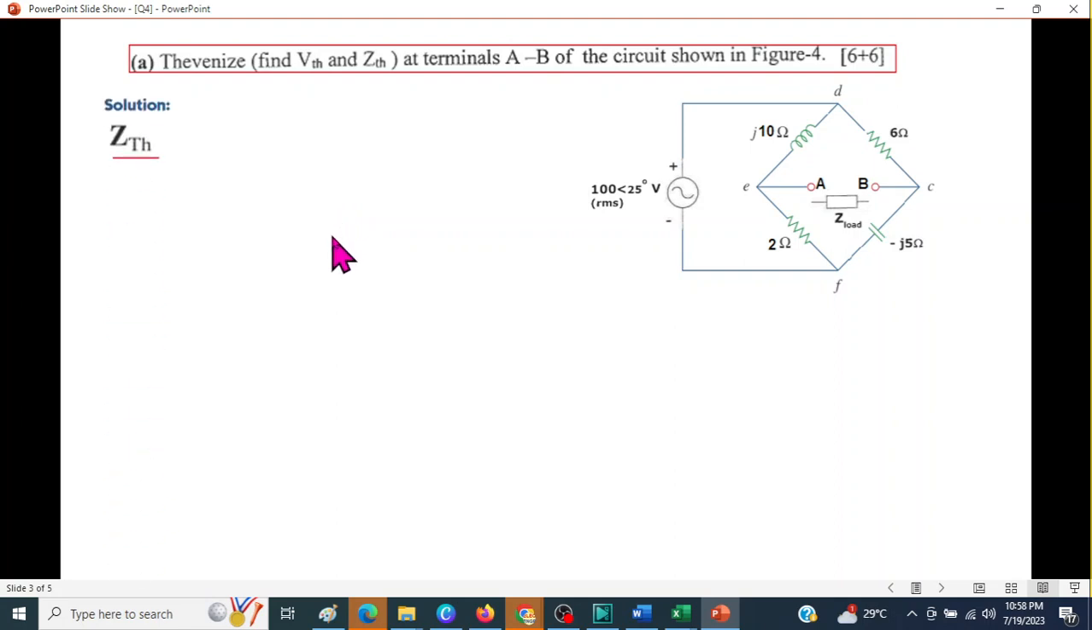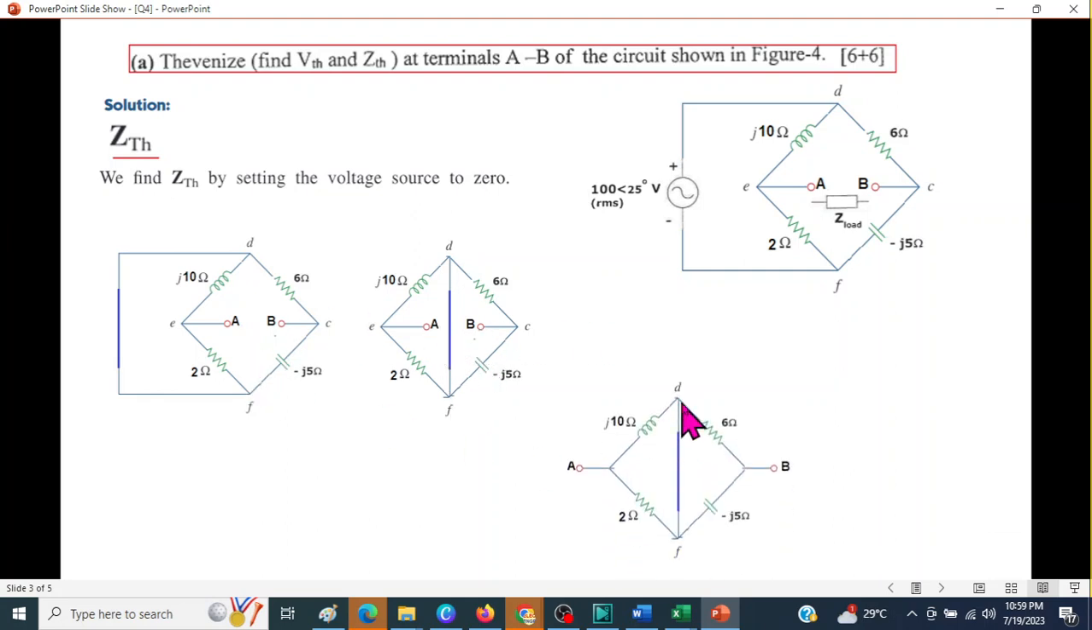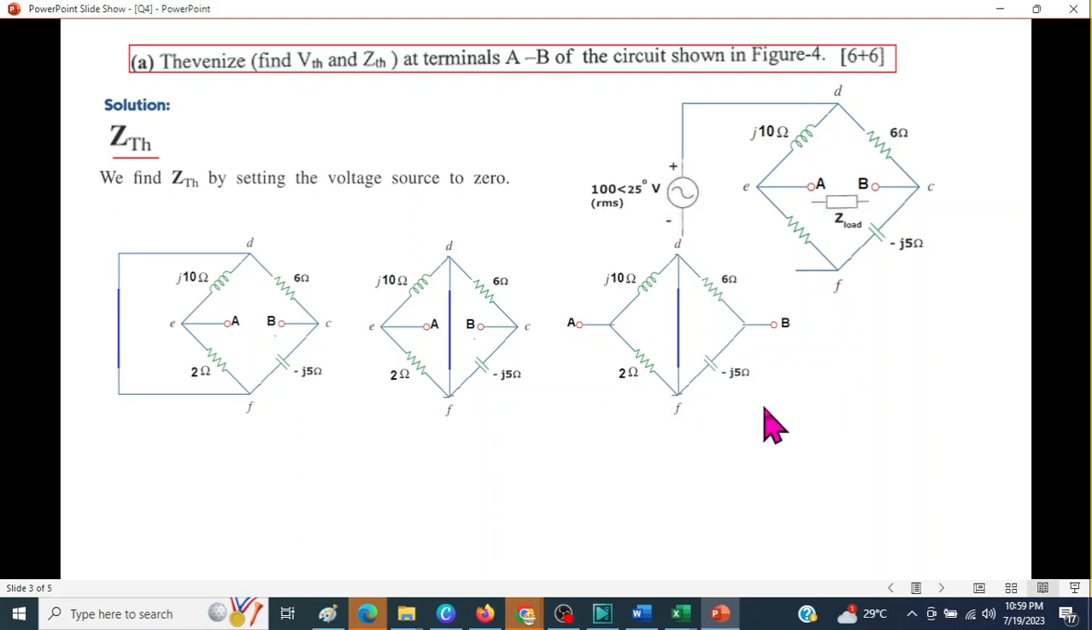If you recall, for impedance, we find Z Thevenin by setting the voltage source to 0, so this has to be set to 0 or short circuited. It will become like this. And now we'll just draw a couple of circuits to make it look easier. So you can see this is shorting D and F. I've drawn it like here. Then I move the two arms outside. So it becomes like this.